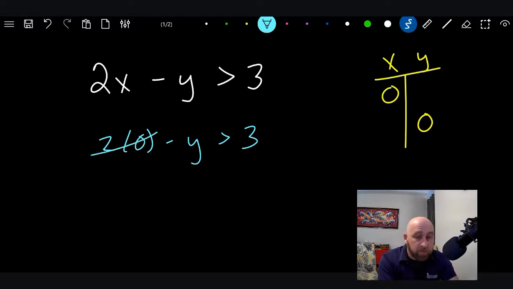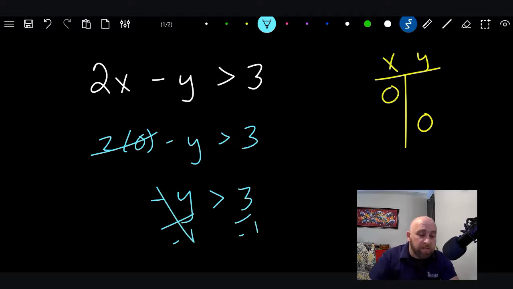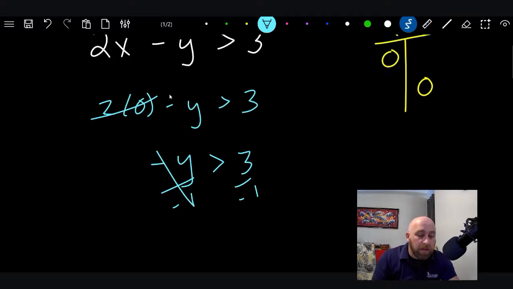Well, that's going to cancel. 2 times 0 is 0. We're going to get minus y is greater than 3. We're going to divide everything by a -1 to get rid of that negative sign. Don't forget when you do that, we do have to flip the sign. That doesn't really matter too much right here, but that gives us a -3.